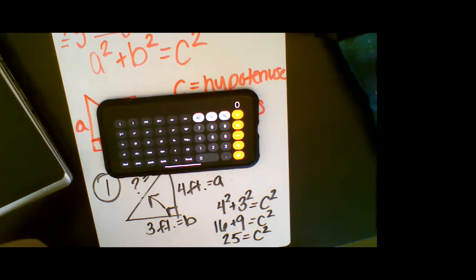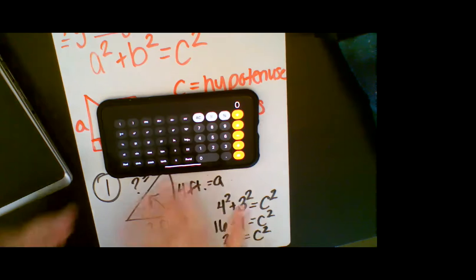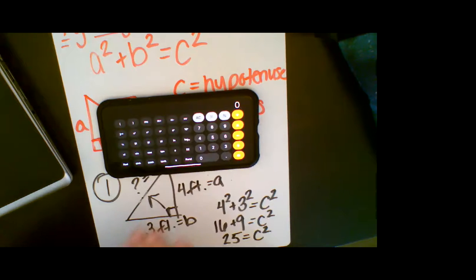Now in order to do this, I'm going to do this on an iPhone. So if you have an iPhone, you can follow the exact steps I do. If not, it's the same type of button, okay? So what we're going to do is take 25 and take the square root of it so that we know what just C is. That's going to be on an iPhone. This button right here says the second root. And when we do that, we get C equals 5.